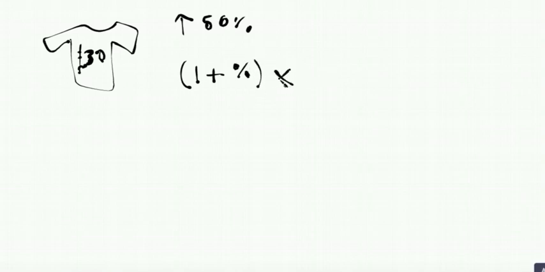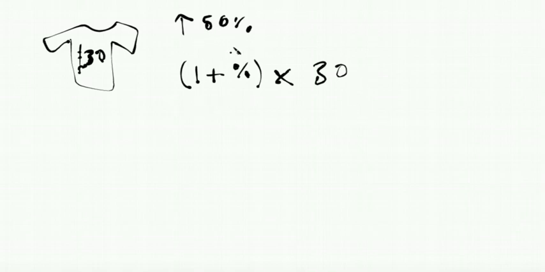Okay, and if it was to increase by 50%, okay. Now another way of dealing with this question is as follows. You do 1 plus the percentage, which is the amount it's going to increase by, and multiply it by 30, and then you'll work out what the new price would be if you increase by that percentage.